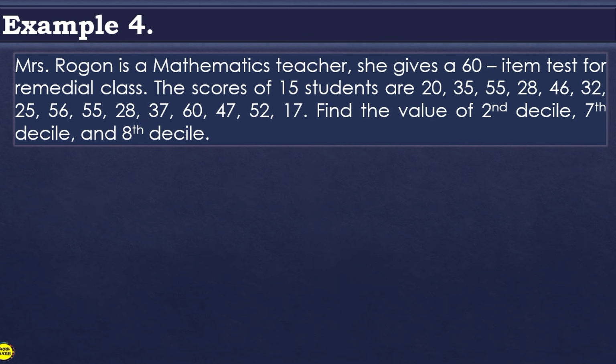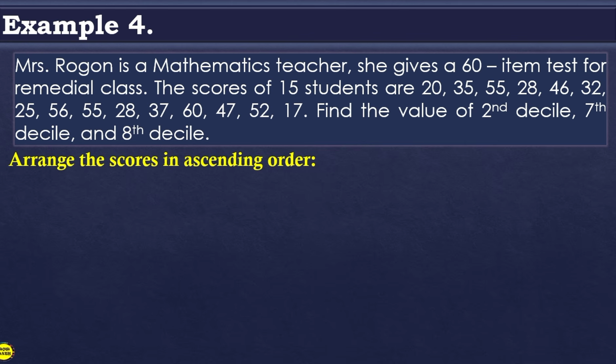Mrs. Rogan is a mathematics teacher, so she gives a 60-item test for remedial class. The scores of 15 students are 20, 35, 55, 28, 46, 32, 25, 56, 55, 28, 37, 60, 47, 52, and 17. So, find the value of the second decile, 7th decile, and 8th decile. Again, unang gagawin, arrange the score in ascending order. Huwag kakalimutan na kailangan naka-arrange yung score natin in ascending order bago natin kunin yung pinapahanap.